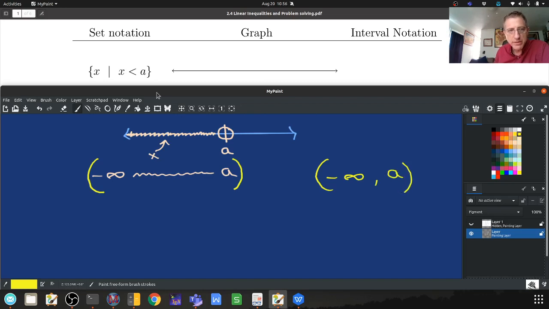So notice that this symbol here, which is in set builder notation, gives you the exact same information as this, which is in interval notation. And this is the number line notation. And they all tell you the same exact thing.